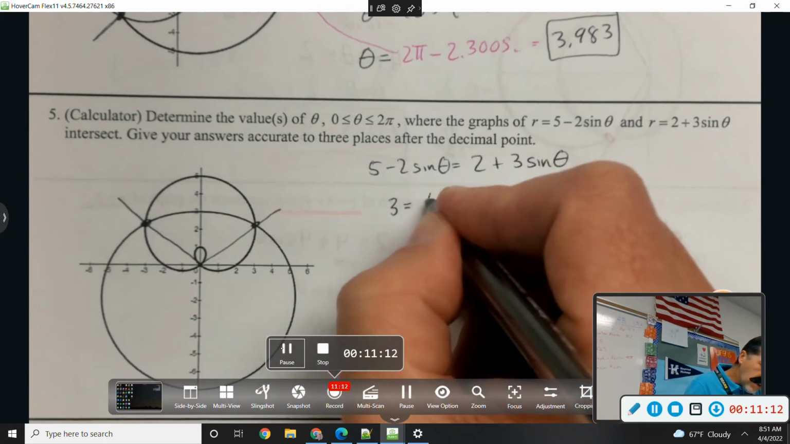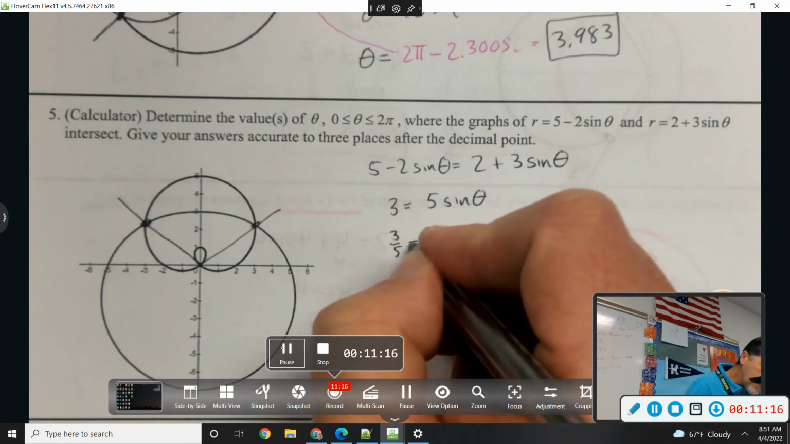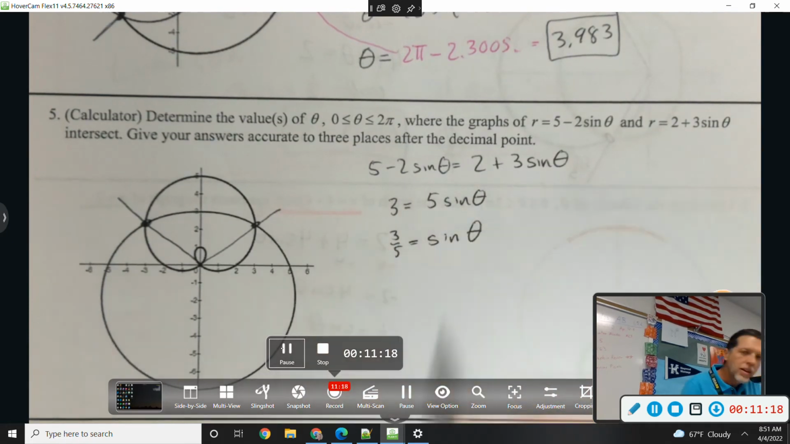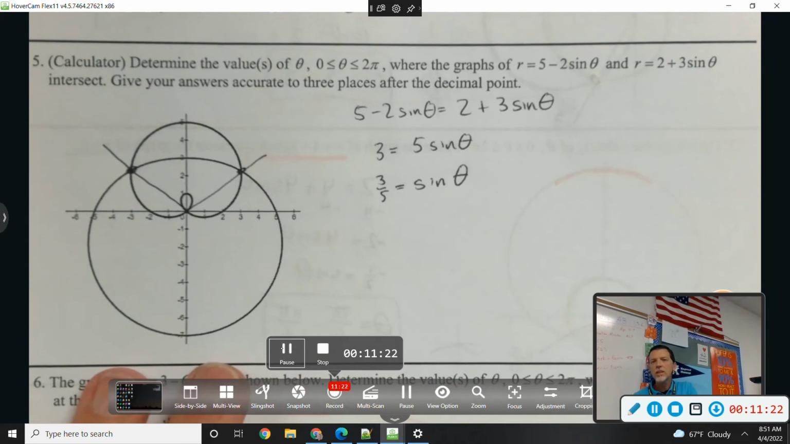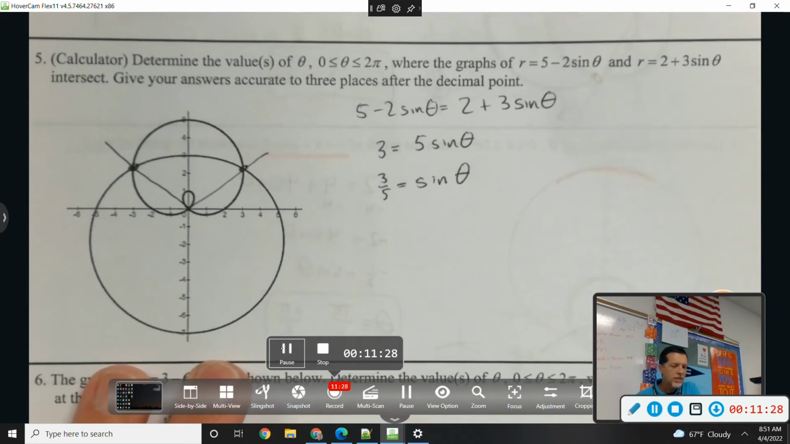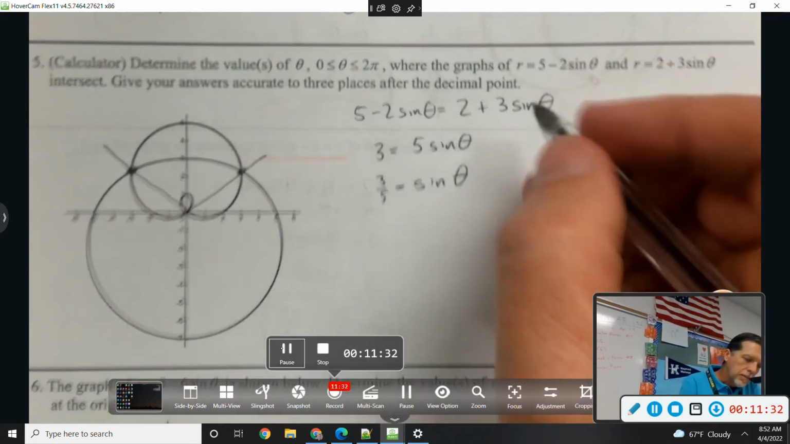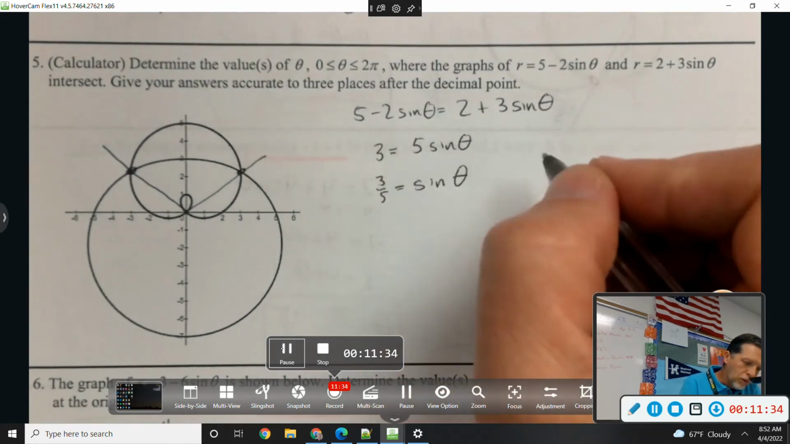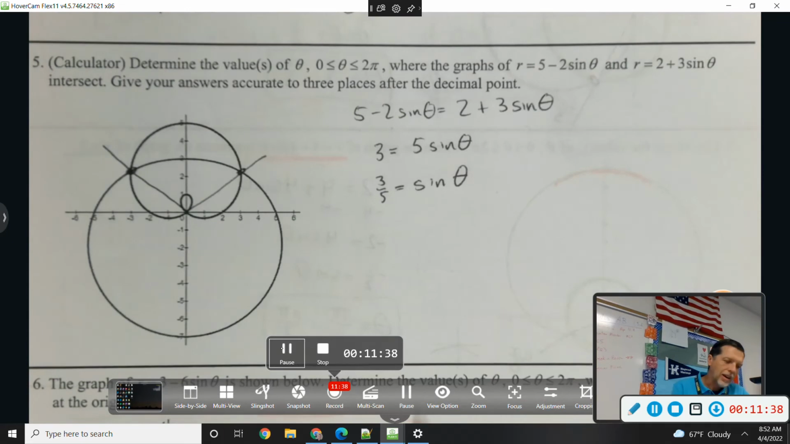So again, move things around. Hopefully you can do that quickly without having to write out every single step. You just don't have time, especially when you get to calculus. You've got to be able to make a couple steps of algebra quickly in your head without writing out, you know, minus 2, plus 2 sine theta, plus 2 sine theta. Most of you are fine to do that.